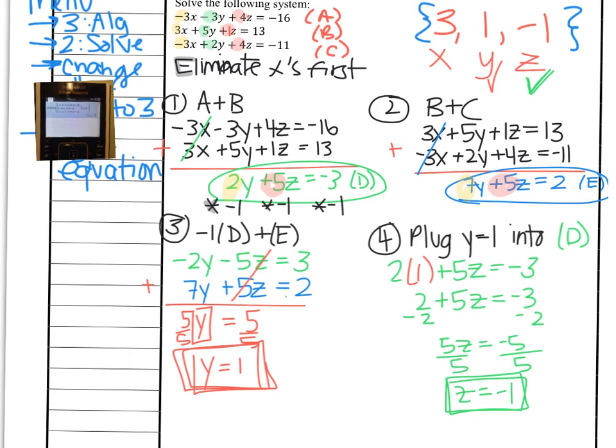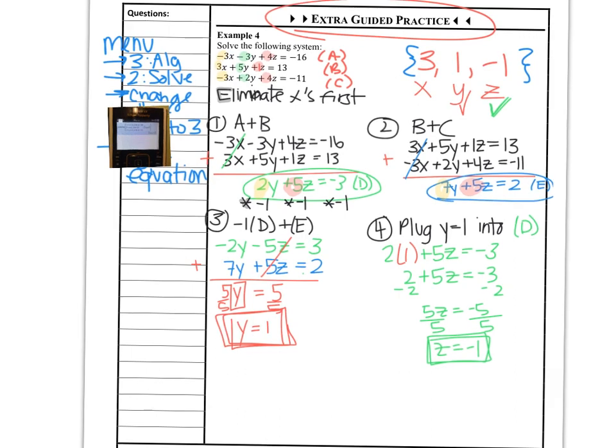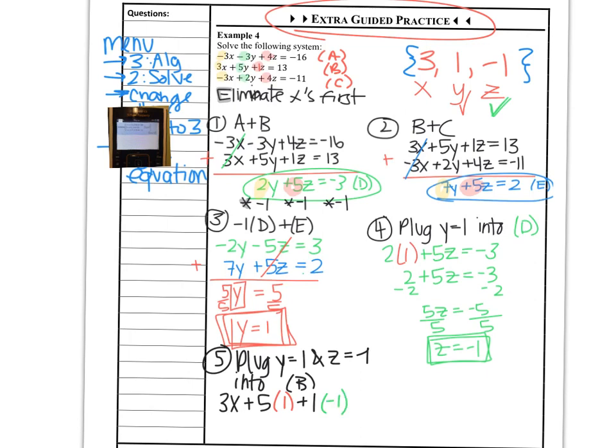Moving on to step number 5, we've got to use y and z and plug them back into one of the original equations. Okay, so I'm zooming out just a little so I can see the space I have. Plug y equals 1 and z equals negative 1 into, you can either go into A, B, or C. I see B very clearly on my paper because there's some stuff covering up equation A. So I'm just going to plug into B because that's what I can see right now. So we've got 3 times our x plus 5 times the y, which we found was 1, plus 1 times our z, which is negative 1, and then equals 13.